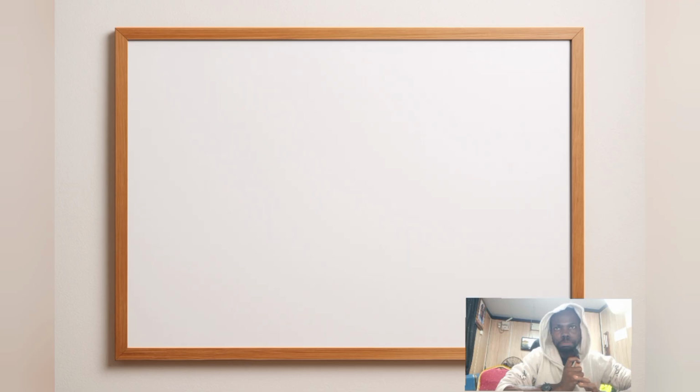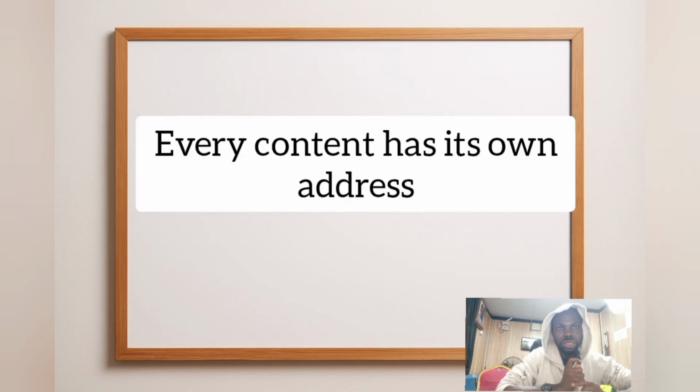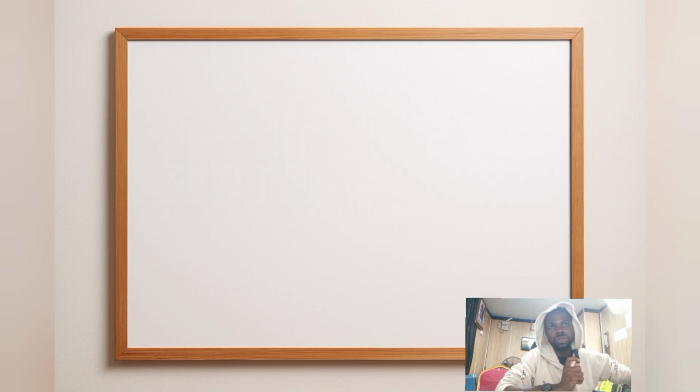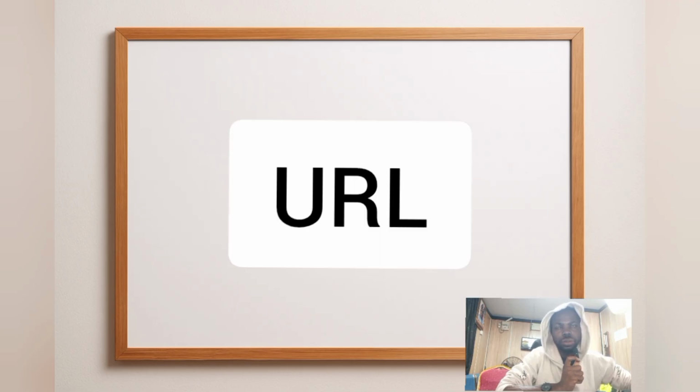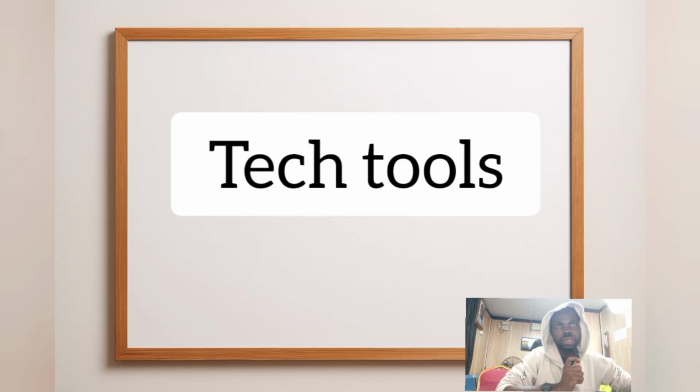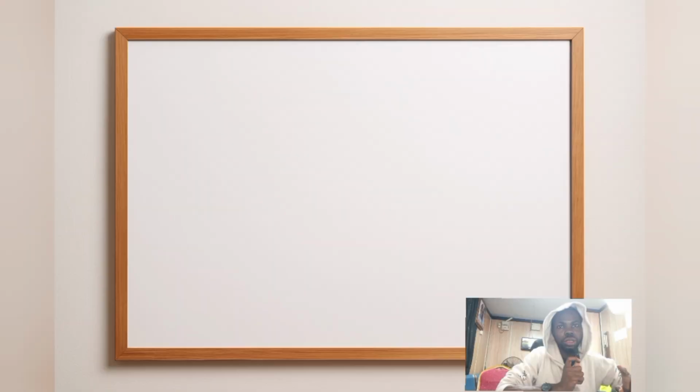Like I've said, every page has its own address. Every content of the website has its own address. Even the image has its own address. There's a way to check the address of the image and all of that. And don't forget, address is also URL. So let's talk about tech tools. I think I've been able to compare websites with your home as well as your book.